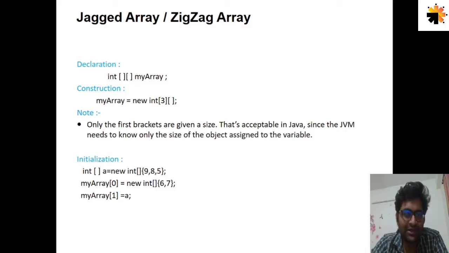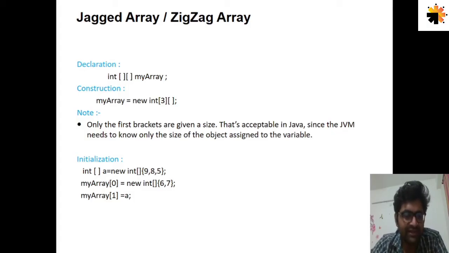So now let's see what is a jagged array or zigzag array. For a jagged array or zigzag array, you are not going to specify the size for the second brackets. Only specifying the size for the first brackets is enough. So the base array will be created, and the second square brackets are not required to specify the size. It will be dynamic in nature. So let's see how it works.